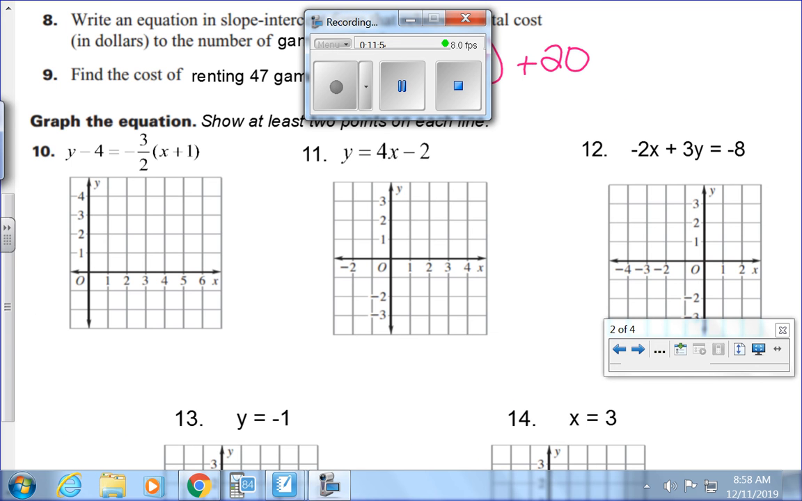All right, looks like we're graphing. I heard somebody yell, ew. I don't know if they don't like graphing or if they were telling a story.